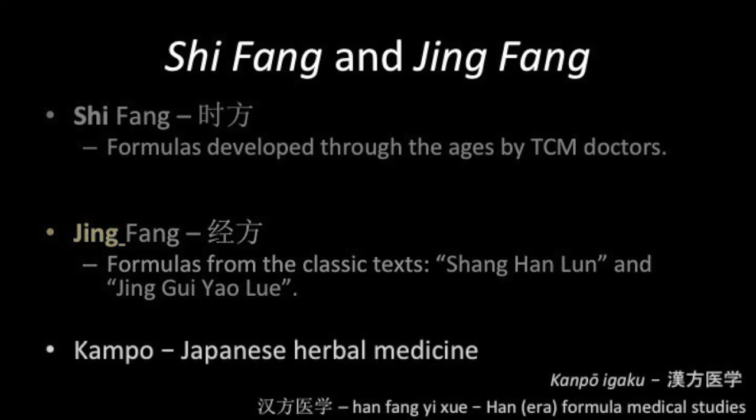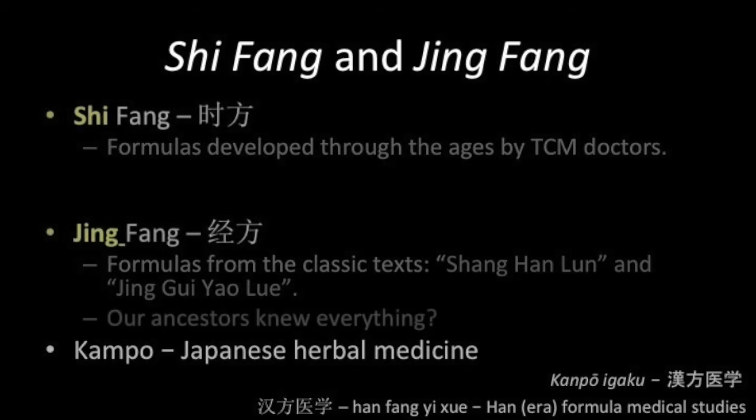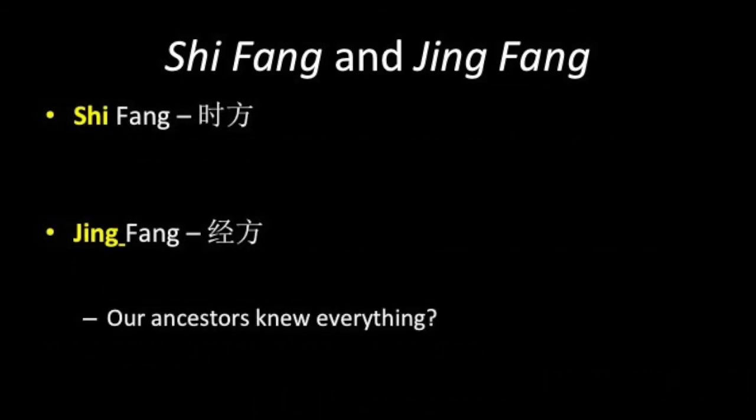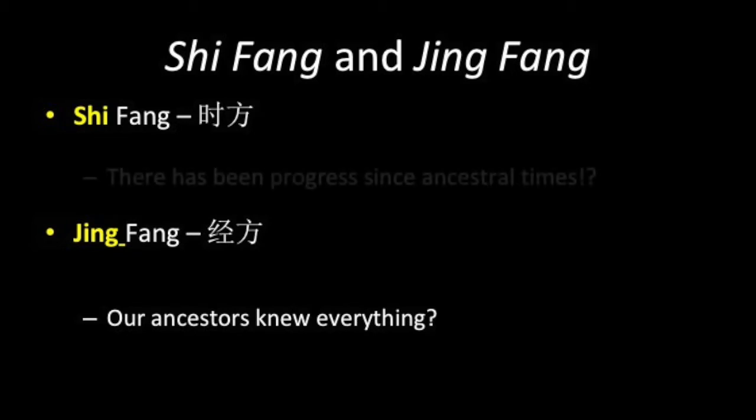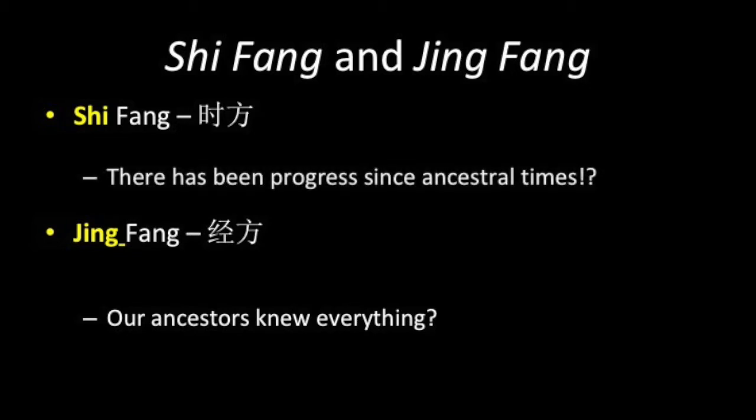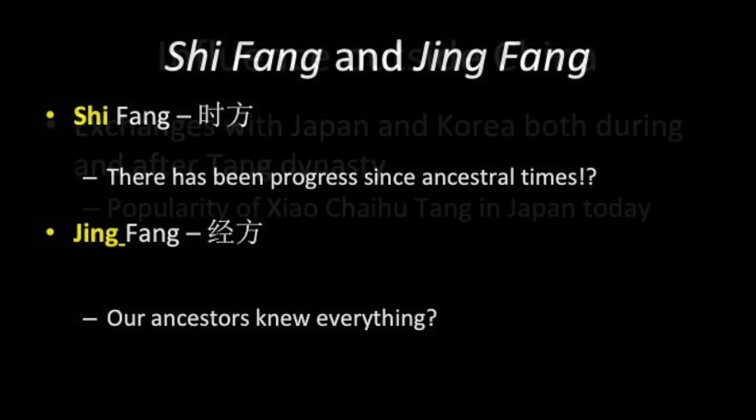The Japanese herbal medicine Kanpo translates as Han-era formula medical studies. Although it emphasizes Zhang Zhong Jing's formulas, it too uses formulas developed in later centuries in China, as well as some developed in Japan. These options could be summarized in the dichotomy that either our ancestors knew everything and we have a problem understanding and interpreting this, or whether one can say that there has been progress since that time. The Western mind will favor the Shifang approach, but Jingfang can be understood in Chinese cultural terms because of the great respect accorded to their ancestors.